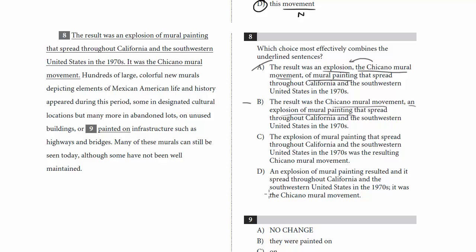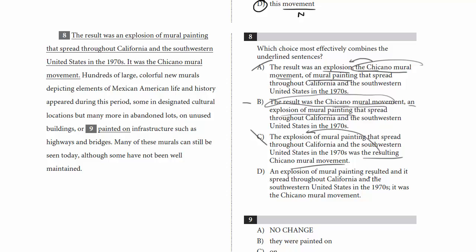But I would say this is a little bit awkward because we want the focus of the sentence really to be on the Chicano mural movement, not the explosion of mural painting. We want really this to be in front because it's more specific. It leads us with a more active sentence compared to something like A, or sorry, B, which focuses us on the Chicano mural movement rather than going into the definition of it. We want to give the term first and then give the definition. So C is all right, but I think we prefer B.